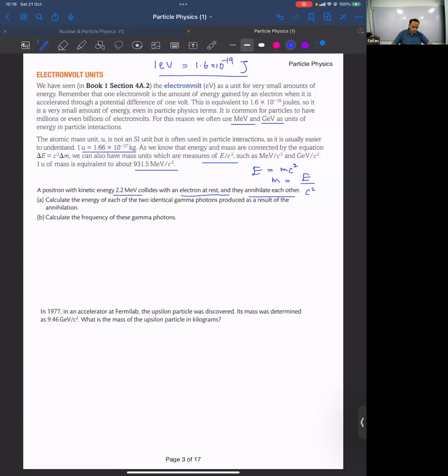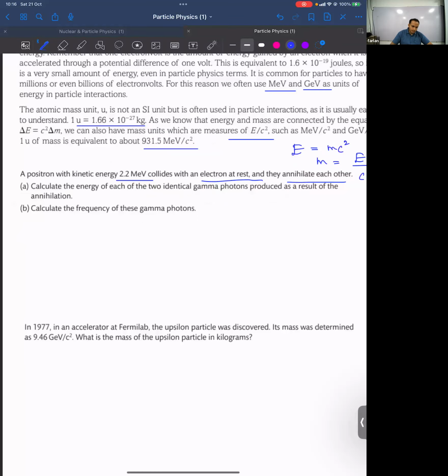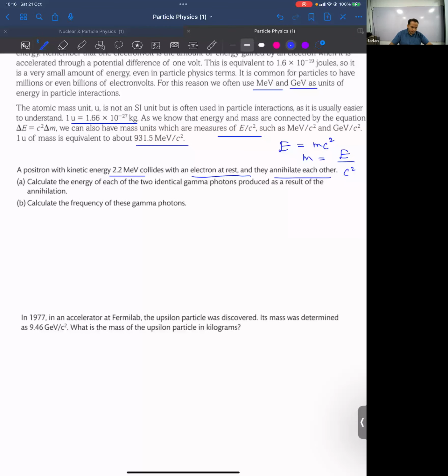Right. Guys, a positron with kinetic energy 2.2 mega electron volts collides with an electron at rest, and they annihilate each other. Calculate the energy of each of the two gamma photons produced as a result of the annihilation. Now listen to me. This positron and the electron, they were masses. They join together, annihilate, and the mass disappears, becomes energy.